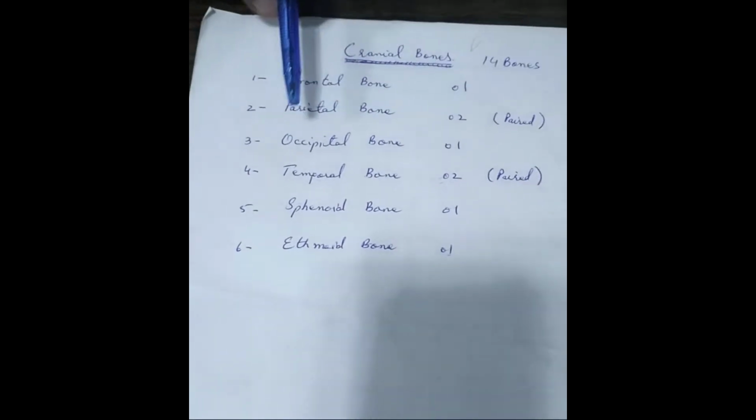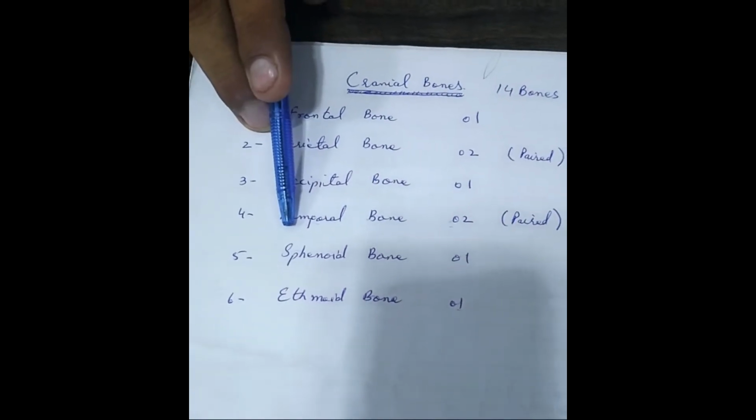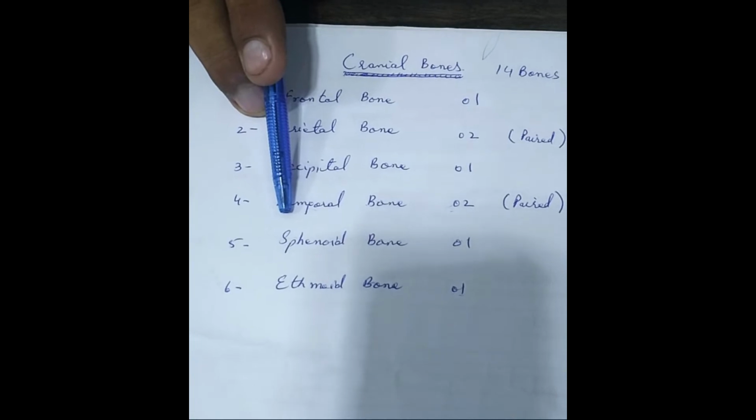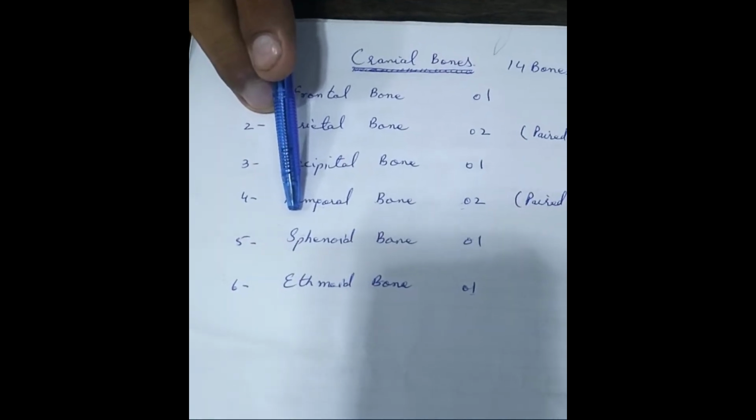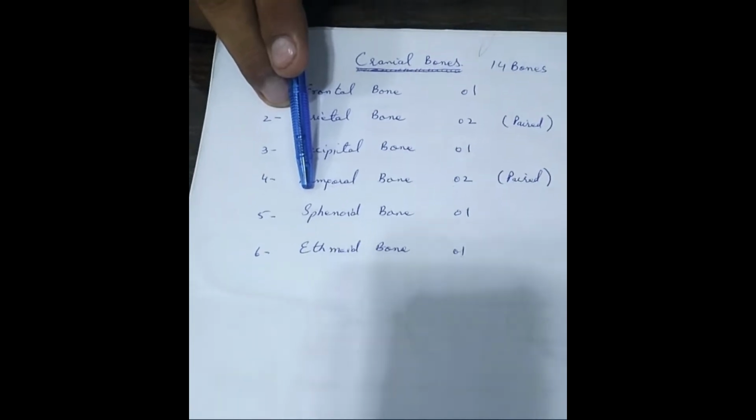The ethmoid and sphenoid bones are at the base of the cranial bones, so we cannot see them superficially with our eyes. They are deep inside the cranium. So I want to demonstrate that.